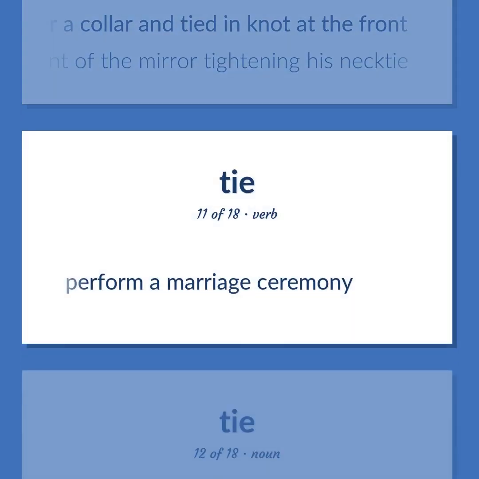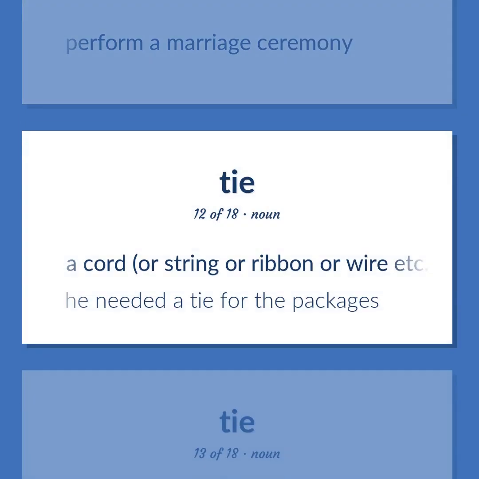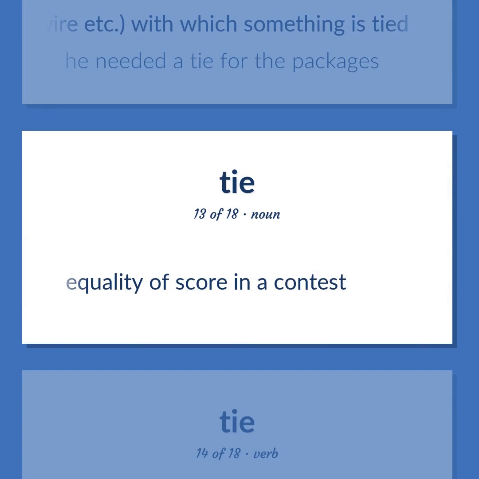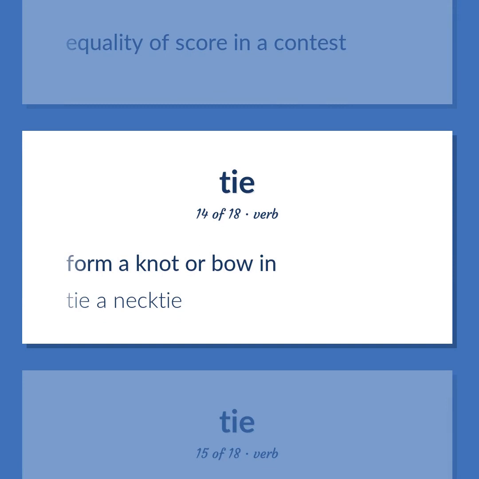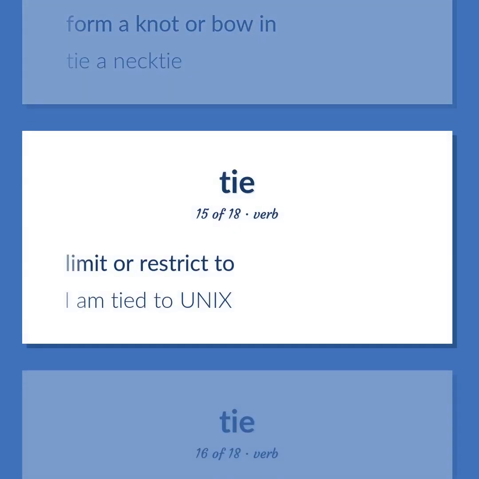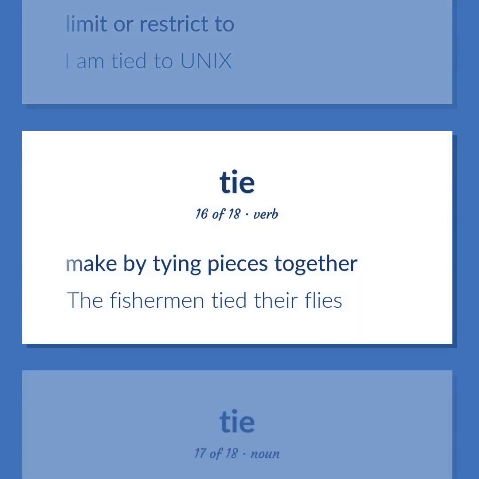Perform a marriage ceremony. A cord, or string or ribbon or wire, etc., with which something is tied. He needed a tie for the packages. Equality of score in a contest. Form a knot or bow in. Tie a necktie. Limit or restrict to. I am tied to Unix. Make by tying pieces together. The fishermen tied their flies.